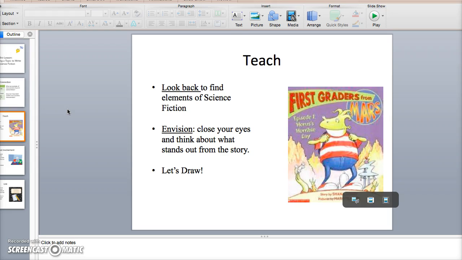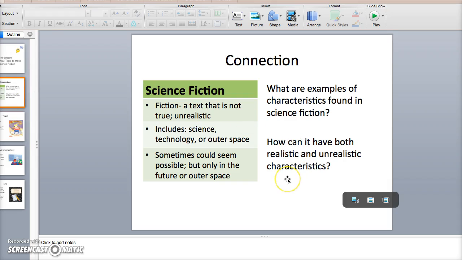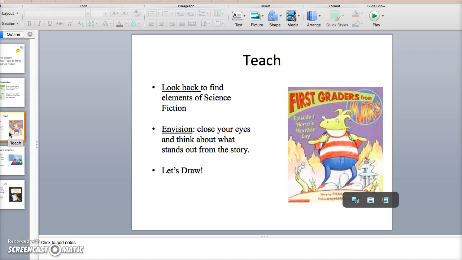We can also discuss that Horace was now a first grader, but he came from Martian Garden. So they are comparing Horace as a first grader to also humans in kindergarten. So that makes it science fiction. And that's where we talked a little bit about our connection and how it can have both realistic and unrealistic characteristics. We know that Horace is a Martian, so that's fiction, but they're trying to portray him as a human. So they're trying to make it seem like it could be possible.